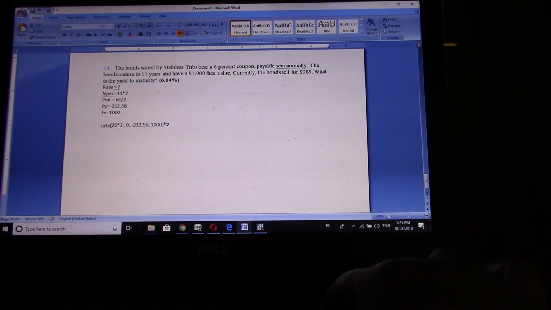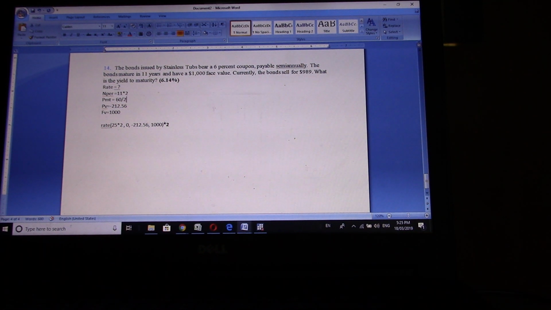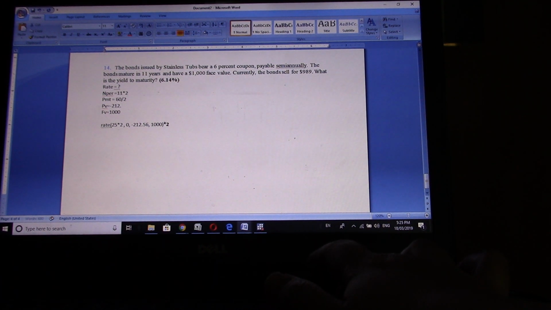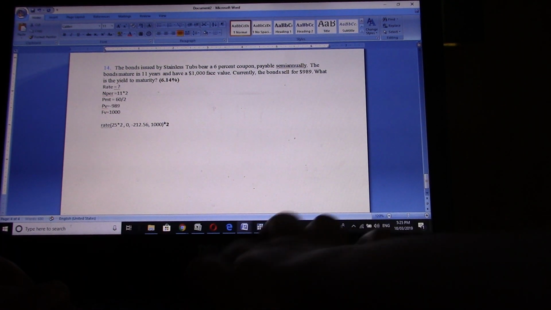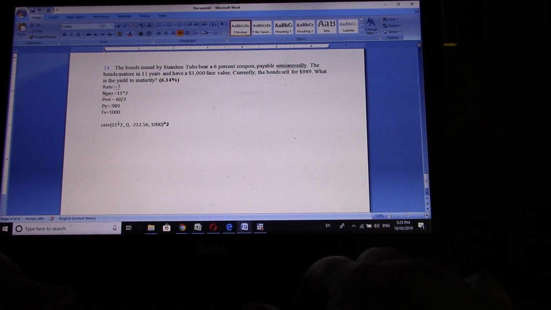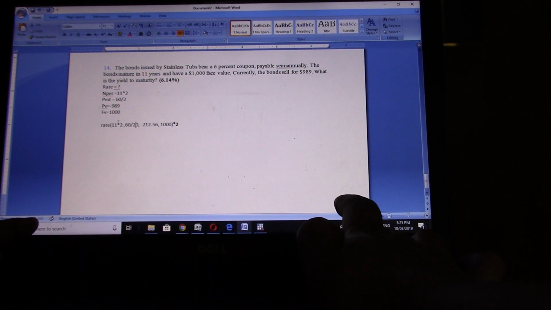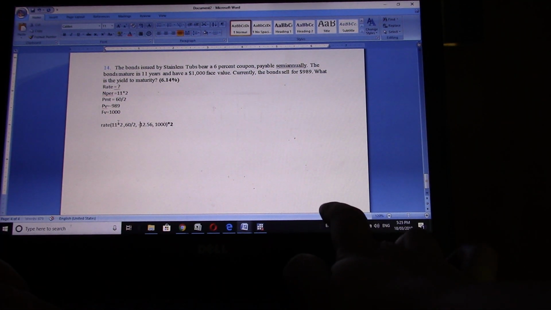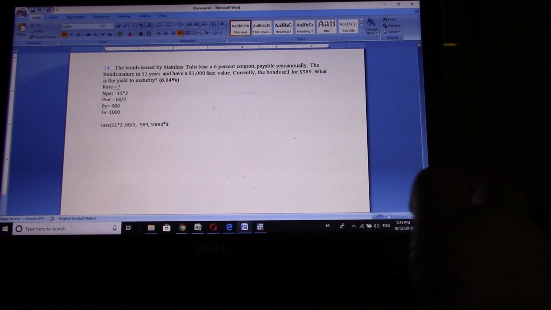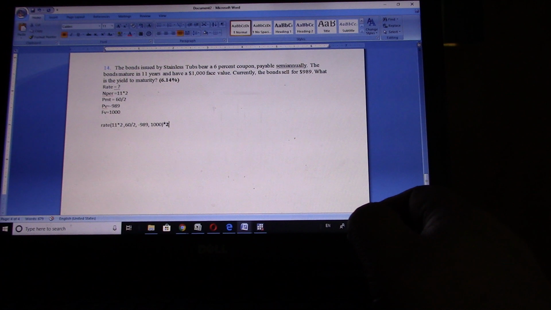If it's 100, that means the coupon rate is 10% already. If you put a single digit for coupon, or 3 digits for coupon, that could be a problem. It should be 2 digits. And PV should be negative 989, FV 1,000. So your inputs should be 11 times 2, 60 divided by 2, negative 989, 1,000. When you get the whole thing, you multiply by 2. So you should get 6.14%.